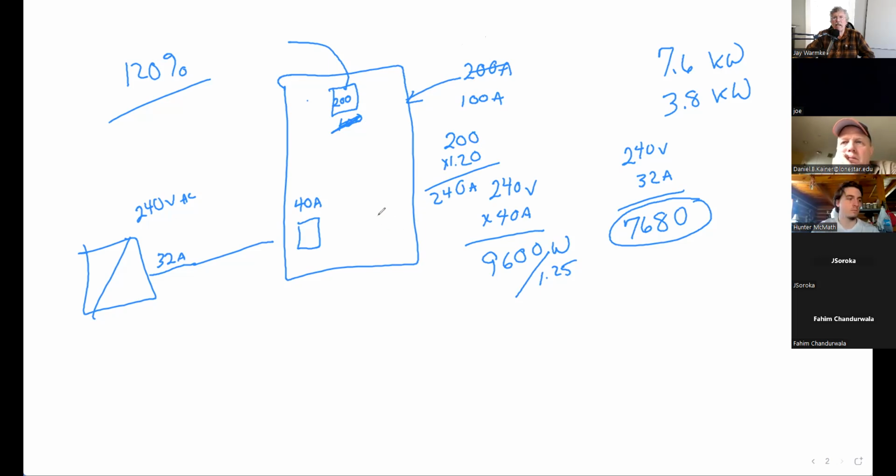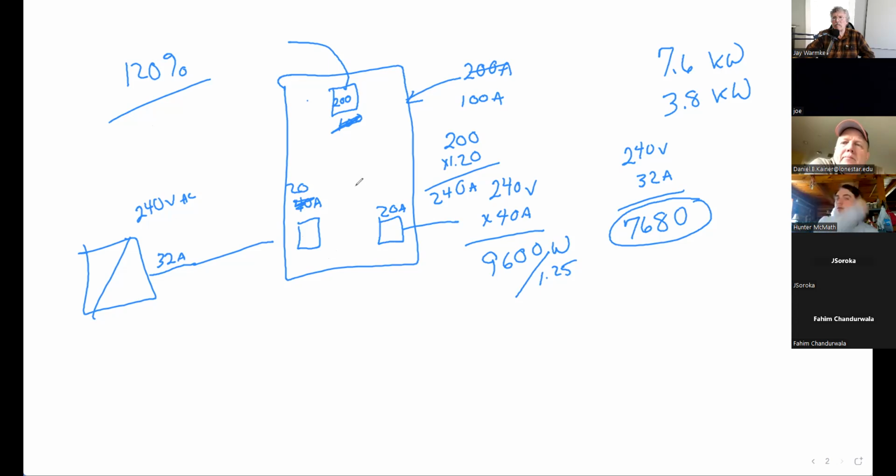Yeah, now if I had a generator coming in here and it was a 20 amp generator, well, now I could only come in with a 20 amp from my array because all the inputs combined could only meet 120% of the service.